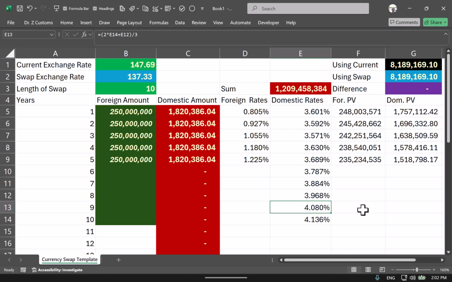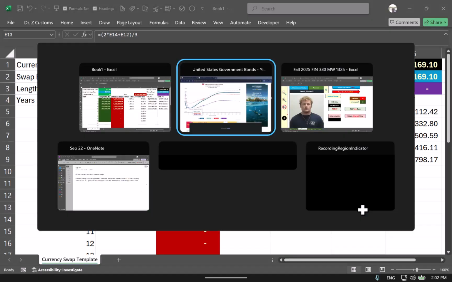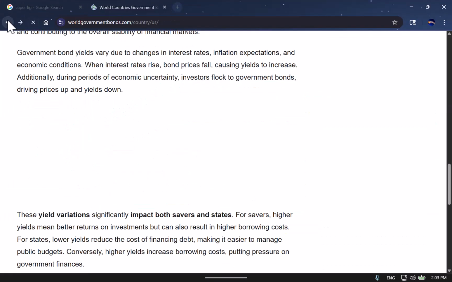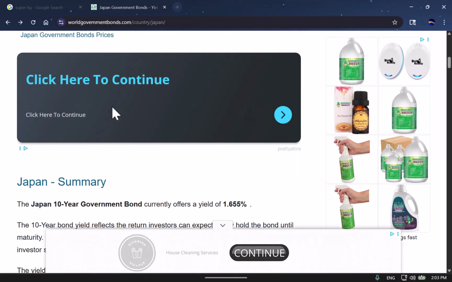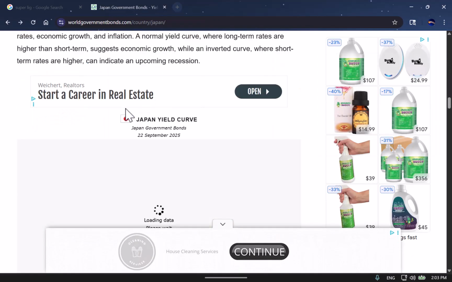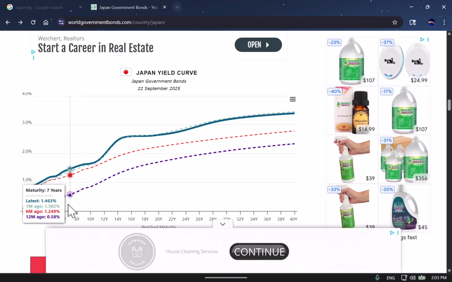Let's do the same thing for Japan. I think we have numbers for each of those years. 61375.